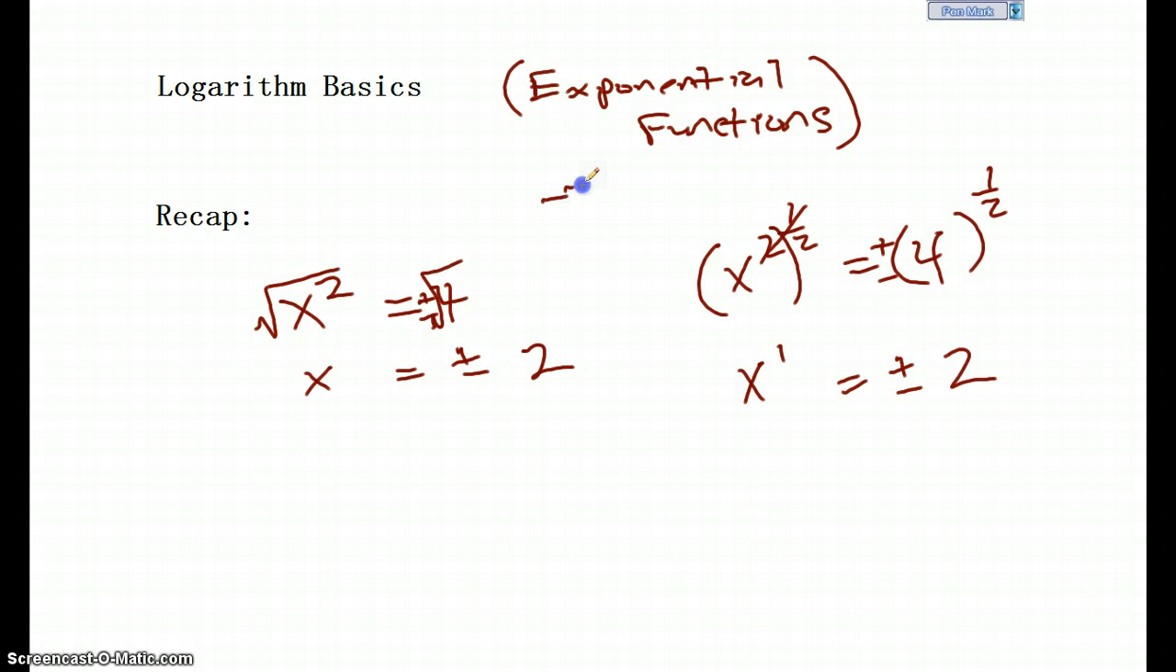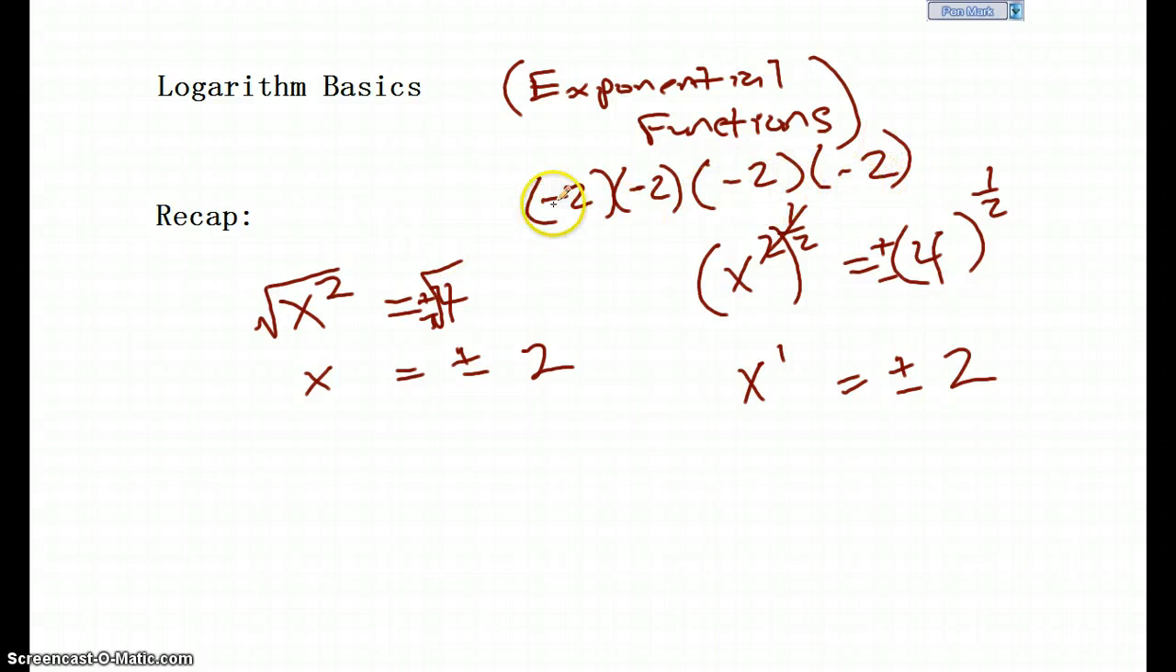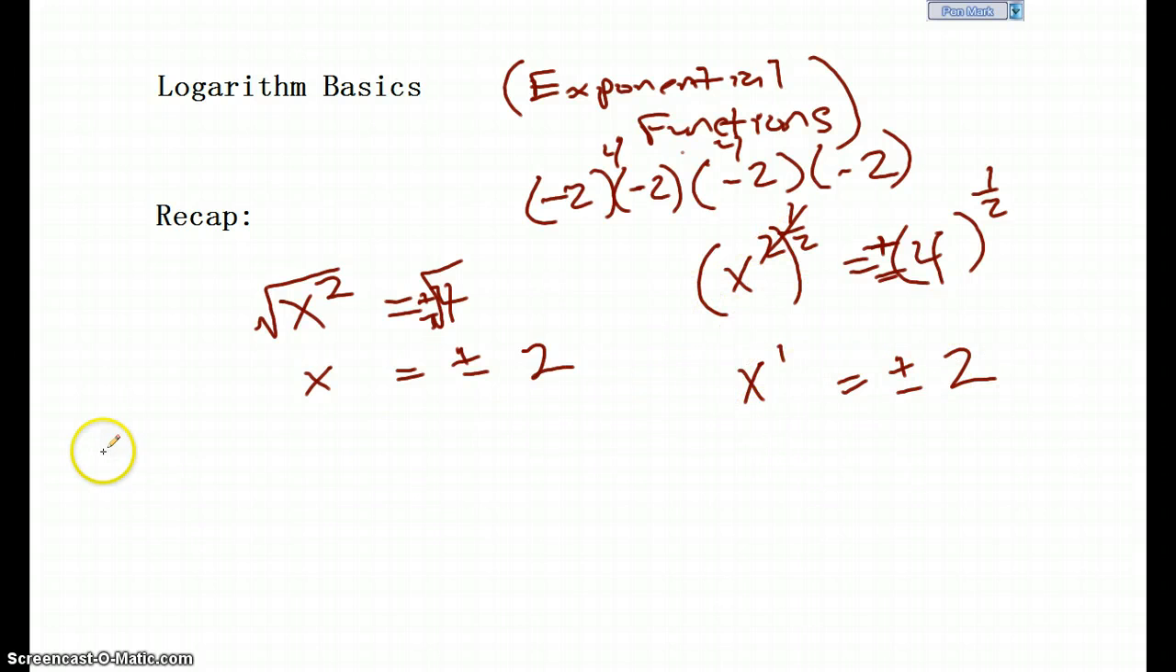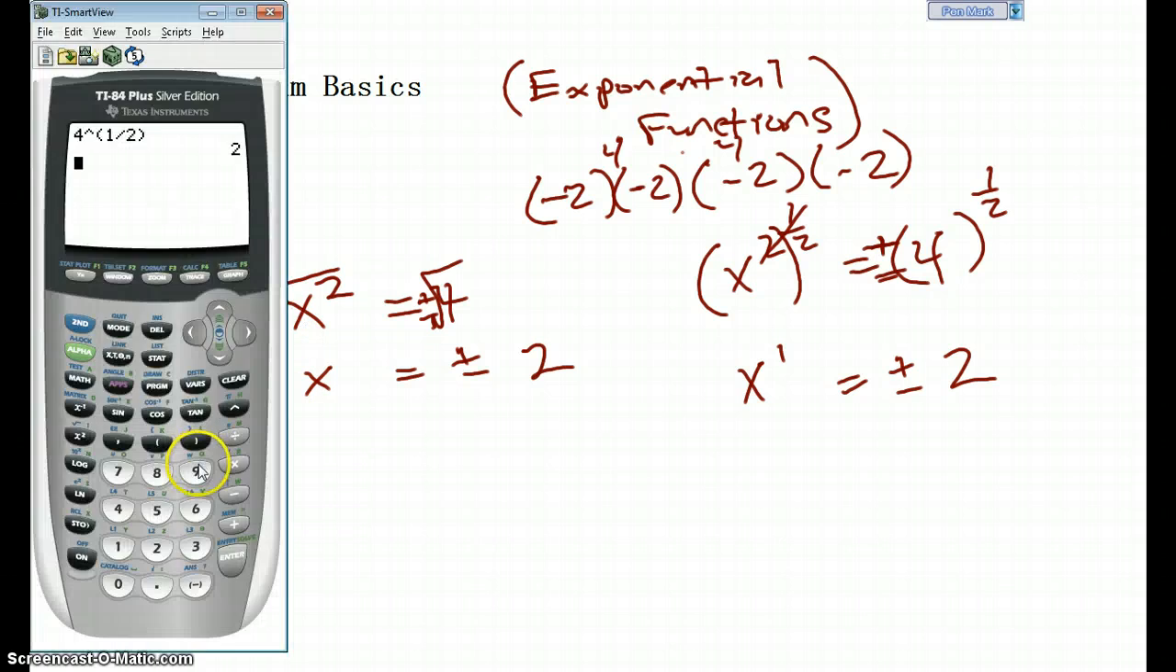Remember, it doesn't matter whether you do -2 times -2 or you do -2 times -2 times -2 times -2. Every time you multiply a negative by a negative, you're going to get a positive. So -2 times -2 is positive 4, -2 times -2 is positive 4, 4 times 4 is positive 16. So we still have to be in command of the plus or minus sign here. Now if we did 4 to the 1/2 in our calculator, we would get 2. And so then we want to make sure that we say plus or minus 2 because positive or negative value would work. So that's a recap whenever we're solving for a base.